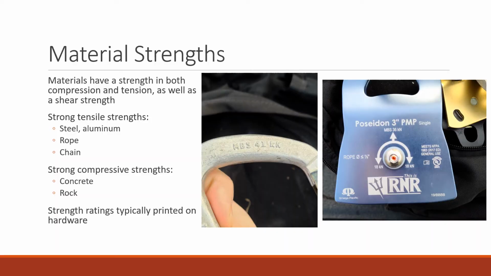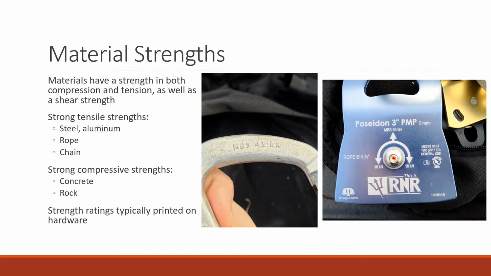So, strengths of materials. It's important to know materials have a strength both in compression and tension, and they also have an intrinsic shear strength. Stuff that's strong in tension: steel and aluminum are pretty darn strong in tension. You can make steel rope. You can also make aluminum cable. All those are very, very good in that axial load. They're also pretty good in a compressive load.